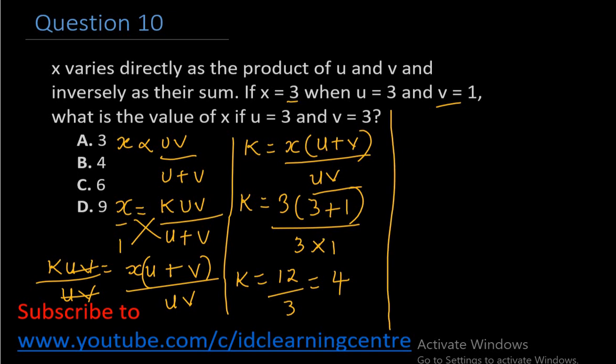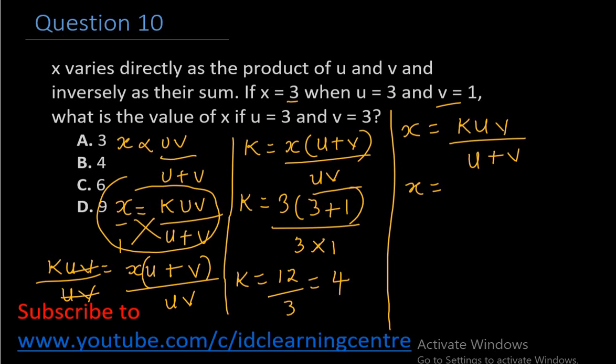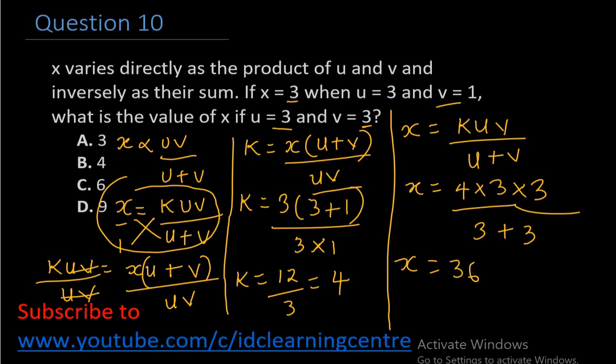Now I can solve for the value of X. Remember, this is the formula for X: KUV over U plus V. So X is equal to K, which is 4, times U, which is 3 here, times V, which is 3, divided by, remember we said let U be 3 and let V be 3, U plus V. So X equals 4 times 3, 12, 12 times 3, 36, divided by 3 plus 3, 6. 36 divided by 6 gives me 6. So X is 6, which is C.